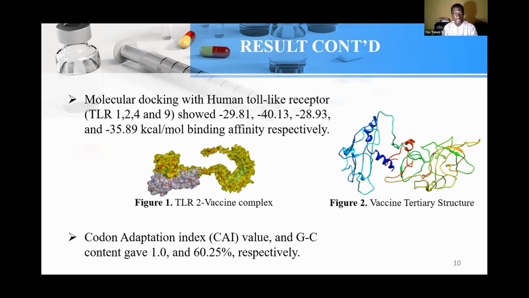Now, the codon adaptation index, high value, gave 1.0. That's the maximum a vaccine or a protein should give, 1.0. If it presents a score, it should be lesser than that. While the GC content is 60.25. The GC content of a protein should be between 30 and 70%. This shows how easily expressible they will be in an expression vector. And since we have the 60.25% GC content, the result is also validated that the vaccine will be able to be expressed in an expression vector.